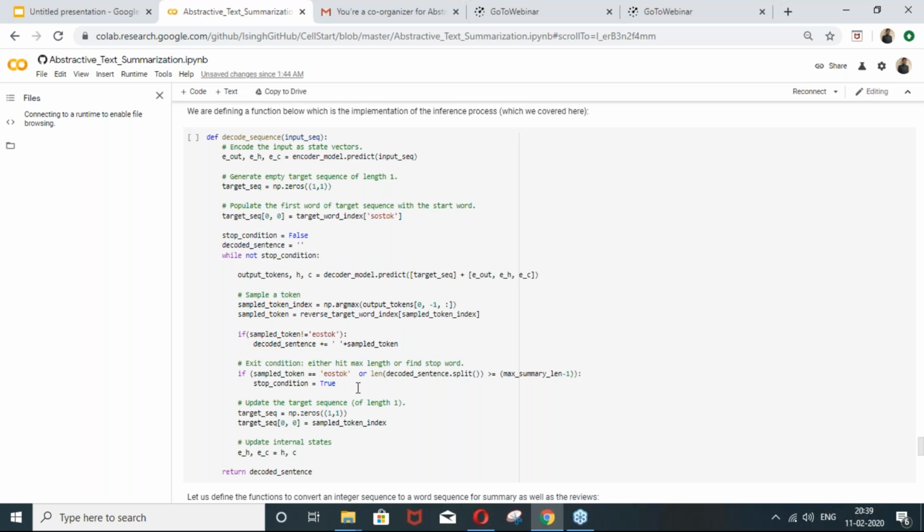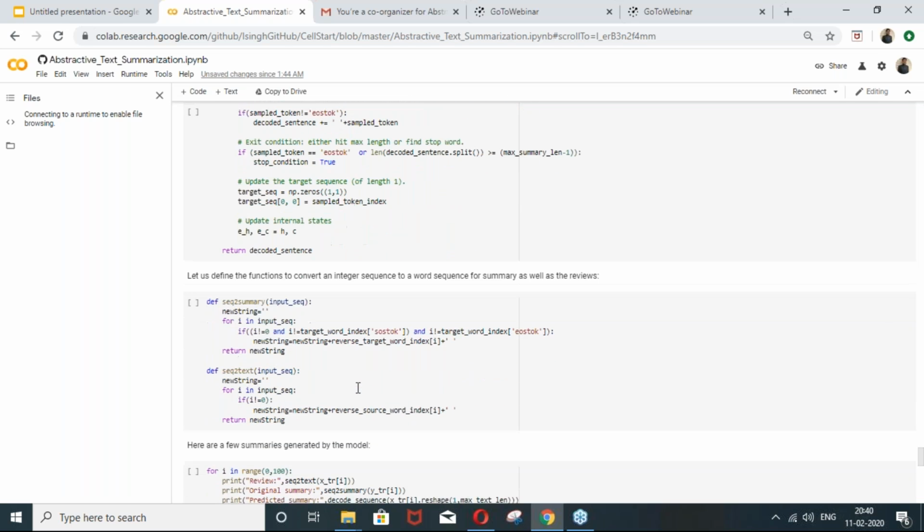We are specifying the conditions we want: basically a for loop with an if condition, and if it reaches the end point, we stop. It's a normal Python thing, very basic to understand. The tokenizer part is most important, because from that only we are able to determine where the summary is starting and where it is ending.